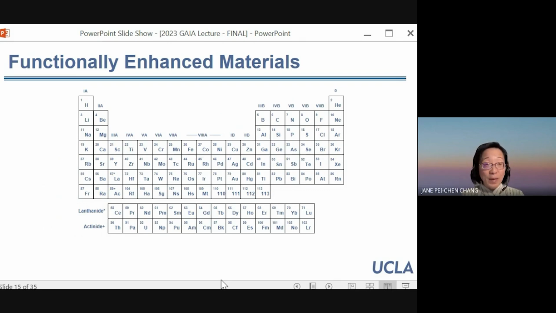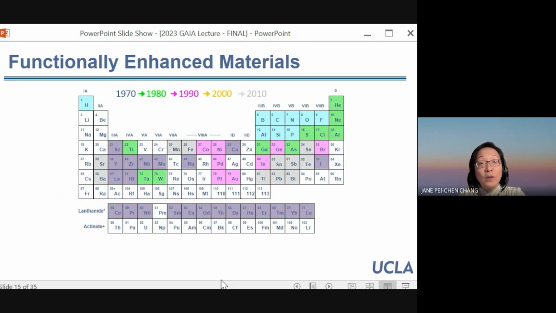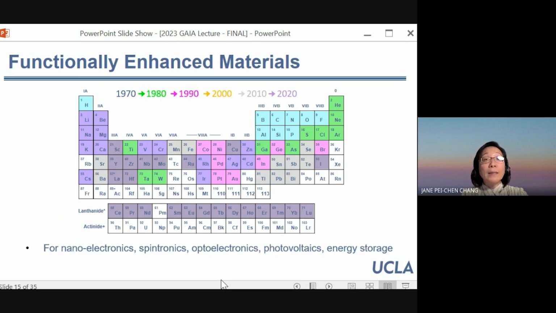that we eventually wanted to make, let's look at which elements in the periodic table has been used over the years. In the last 60 years or so, literally every element in the periodic table has been used. Not all of them has been processed at the atomic scale, but they will eventually all be processed at this particular level. We can design new materials to enable nanoelectronics, spintronics, optoelectronics, photovoltaics, or energy storage devices. And typically, the more element that we introduced, we create the complexity in the structure, we can derive more novel properties.